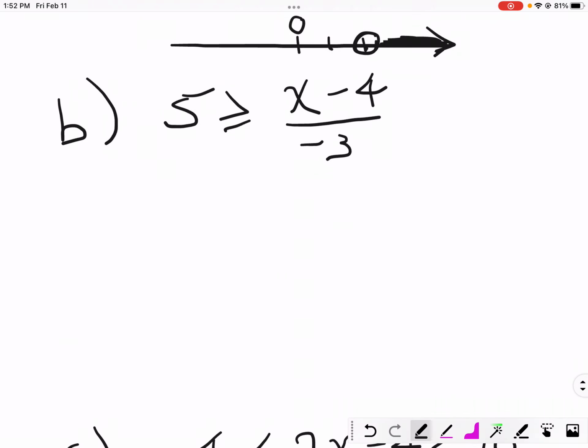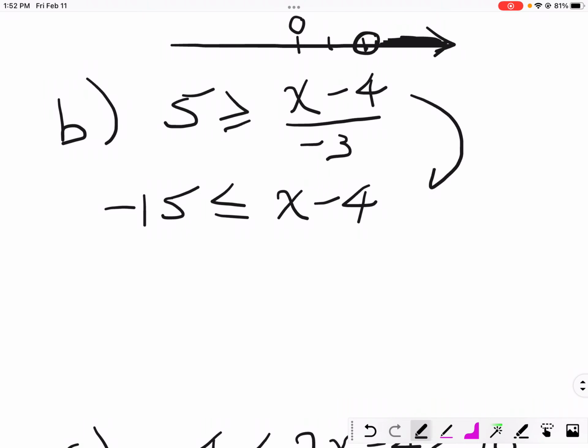This next one has a fraction in it, and the denominator has a negative value. That's really important. So I'm going to multiply both sides by -3. Now this is where alarm bells go off, sirens wail. If we multiply both sides by a negative number, the sign switches.